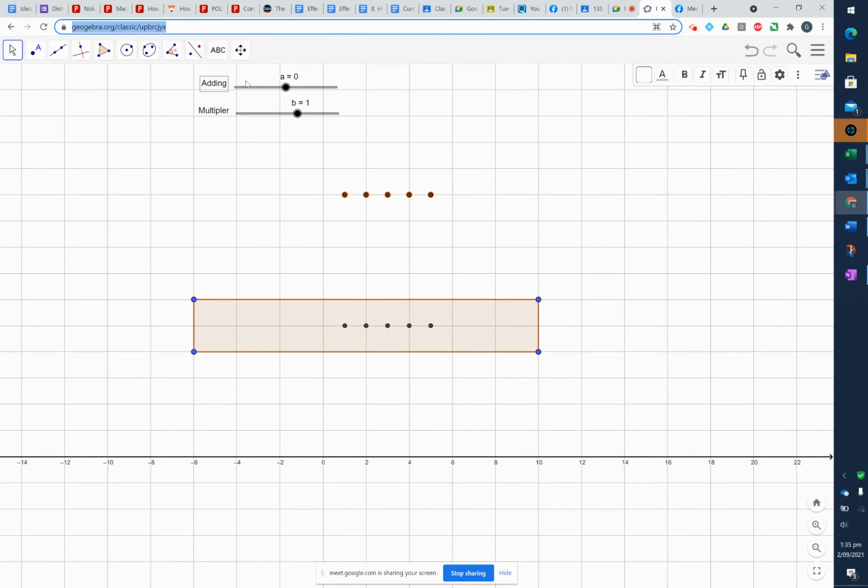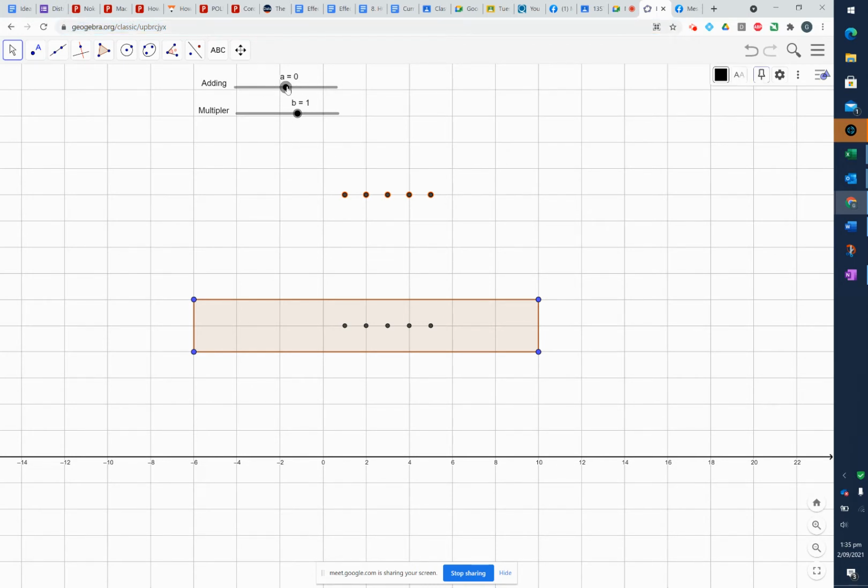Okay, so the top slider is what happens when I add numbers. So this is my original set of numbers, and this is the new set of numbers. If I add a number to them, you can see all those numbers have just moved up the number line. And if I move it to the left, you can see they move to the left on the number line.